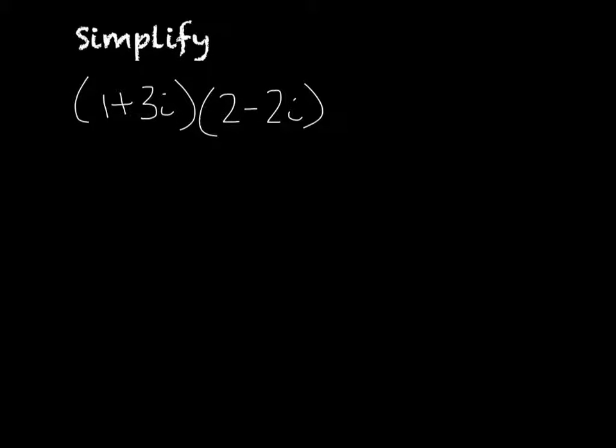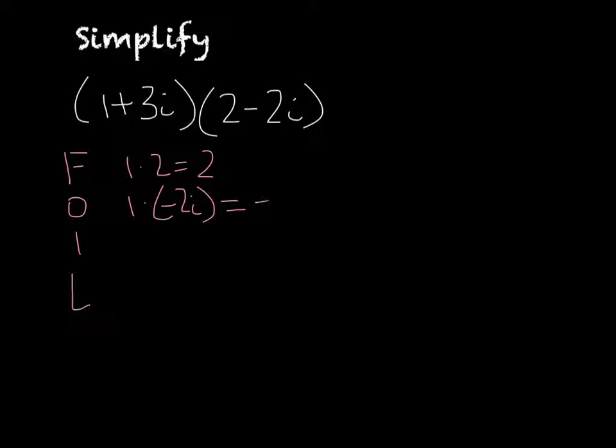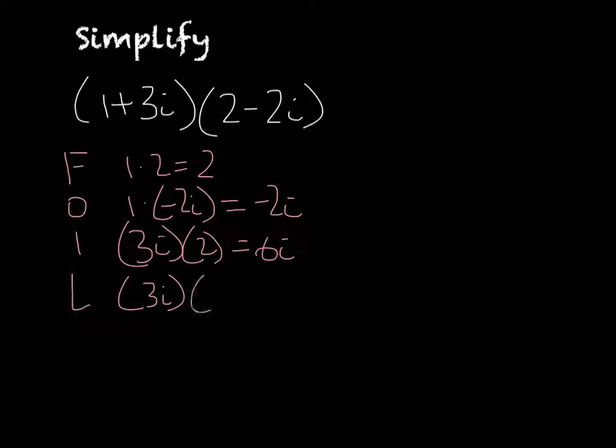Simplify 1 plus 3i times 2 minus 2i. Here we can go back to our formula, FOIL. The first terms are 1 and 2. Outer is 1 times negative 2i, or negative 2i. Inner, we have 3i times 2, which is 6i. And last, we have 3i times negative 2i, which is equal to negative 6 times i squared, or 6.